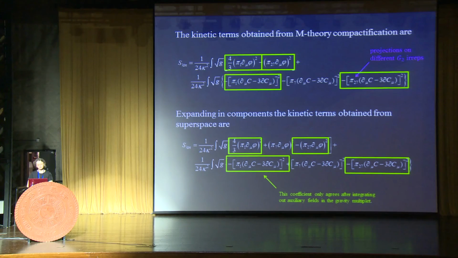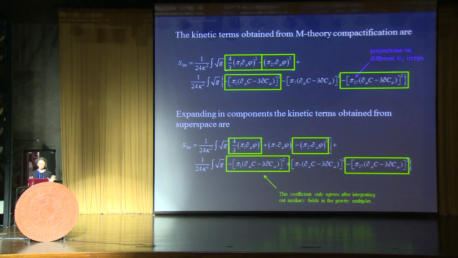Now I needed to do something a little bit more sophisticated, namely to get one of the contributions to work, we need to integrate out an auxiliary field from the gravity multiplet. But otherwise, the agreement is perfect. This also highlights the main open question in this enterprise, namely the pi7 projections come out consistently wrong. So this is work in progress. That's what we are doing right now.